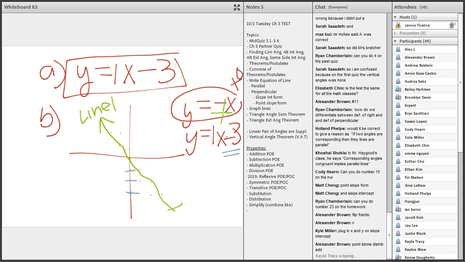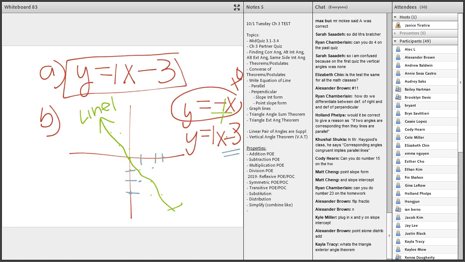And then you go up 1 over 1, put a dot. Up 1 over 1, put a dot. Up 1 over 1, put a dot. And then you connect that one, or down 1 to the left 1. And then you label that one line 2.